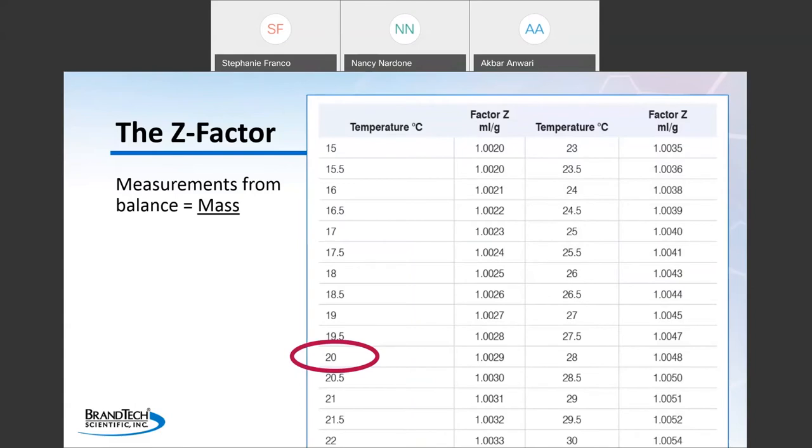This table here shows the Z factor values that can be used to convert the measurements based on the temperature of water. So knowing the temperature that the measurements were taken at and applying the correct Z factor allows the conversion of the measurements to volume. For example, if the measurements were taken at the temperature of 20 degrees C, they would be multiplied by the Z factor of 1.0029 to convert them to volumes.